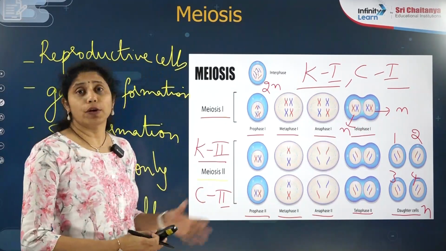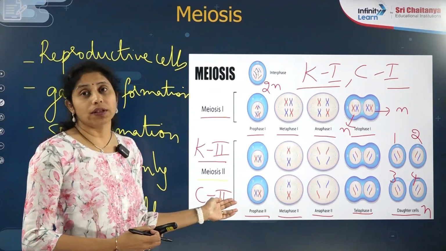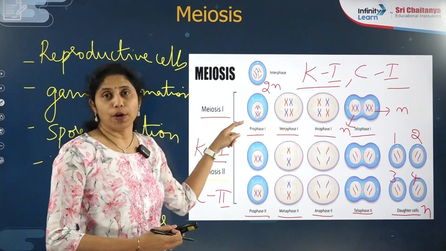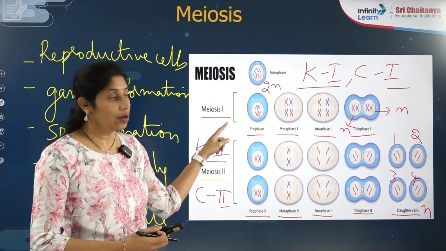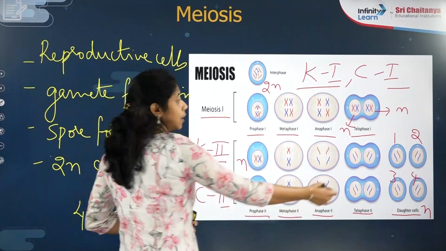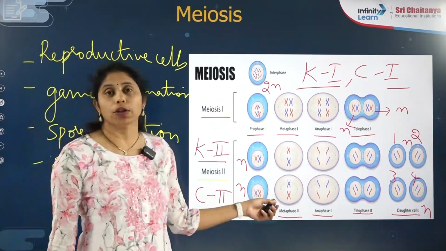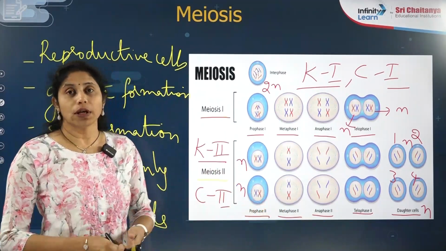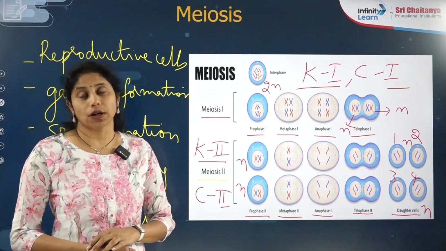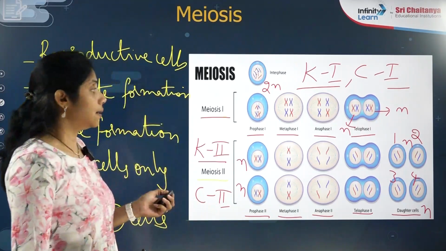Because of this, meiosis I is called reductional division and meiosis II is called equational division, because 2n becomes n in meiosis I only. So this is the reductional division. In meiosis II, the cycle starts with n cells and results in daughter cells which are haploid only. So this is the equational division. Meiosis includes 2 steps: meiosis I, the reductional division, and meiosis II, the equational division, similar to mitosis. Let us see the next one.